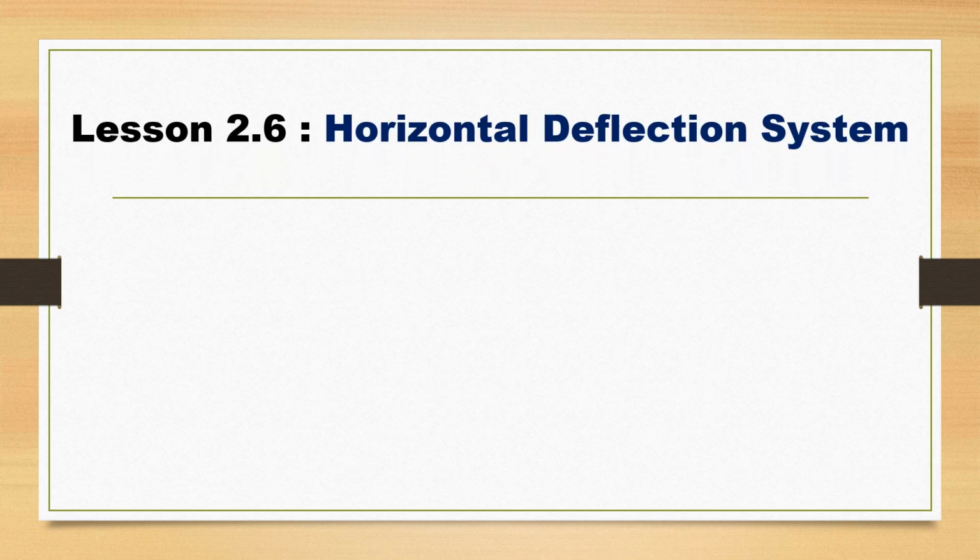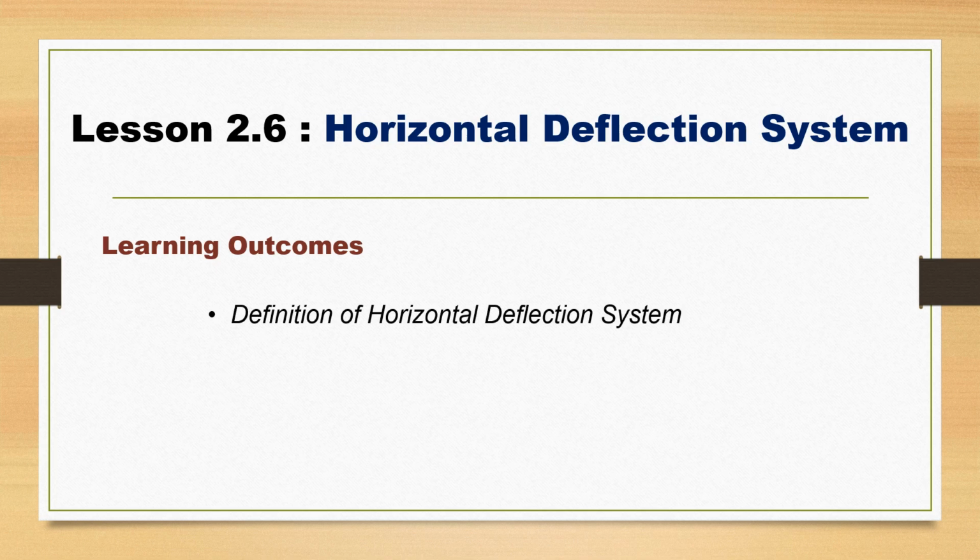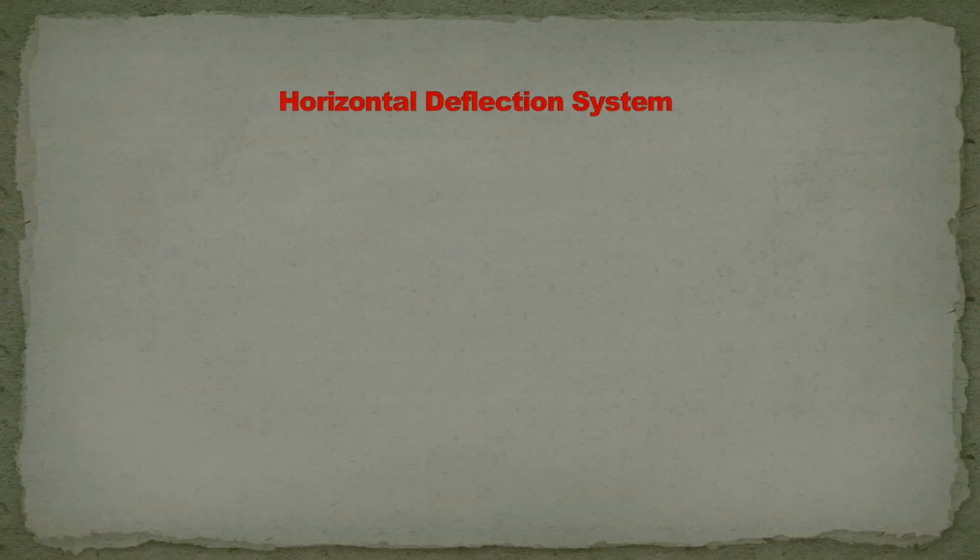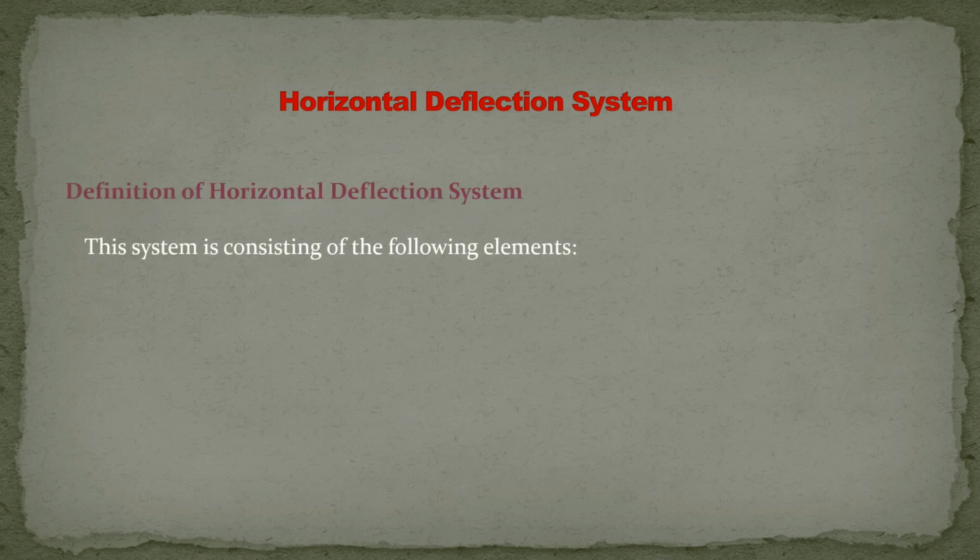Lesson 2.6: Horizontal Deflection System. Learning outcomes: definition of horizontal deflection system, parts of horizontal deflection system. Definition of horizontal deflection system: this system consists of the following elements: trigger circuit, time-base generator, horizontal amplifier.